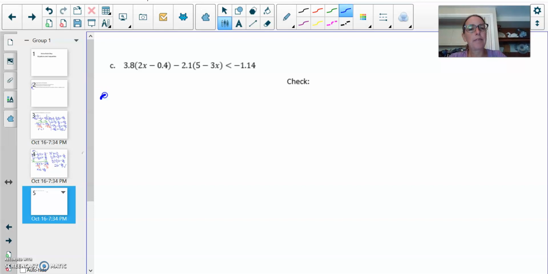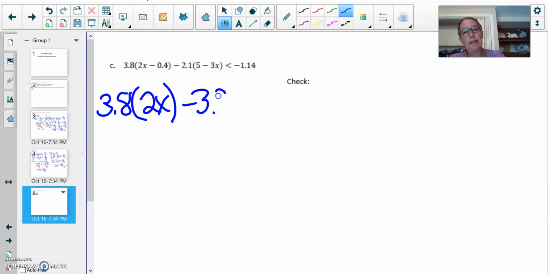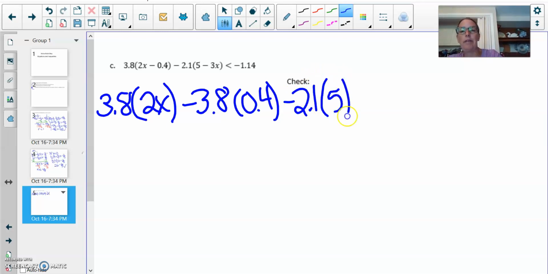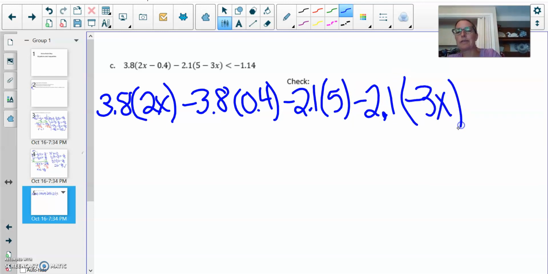So we get 3 8/10 times 2x, minus 3 8/10 times 4/10, minus 2 1/10 times 5, minus 2 1/10 times negative 3x, don't forget that negative sign, is less than negative 1 14/100.